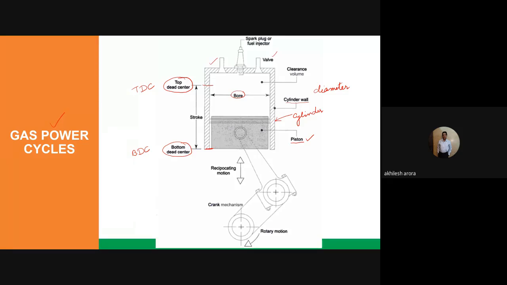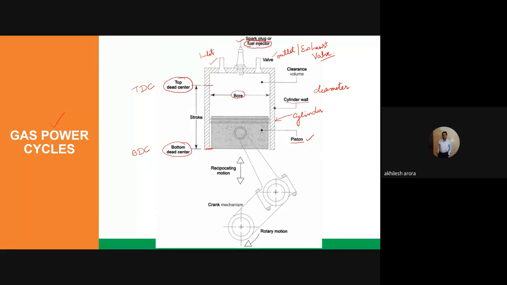One valve could be for the inlet of the gas, and the other for the outlet, sometimes also known as the exhaust valve. If you have a petrol engine, then we have a spark plug available. This is known as the spark plug. If it is a diesel engine, then we have to inject the fuel, and we have a fuel injector. So these are the components related to the cylinder and piston arrangement.